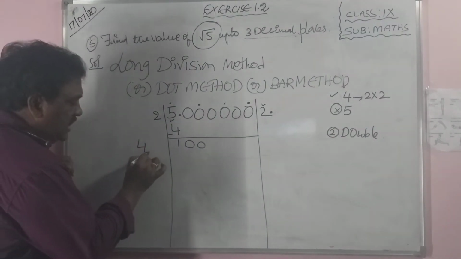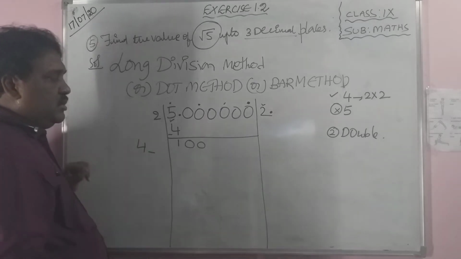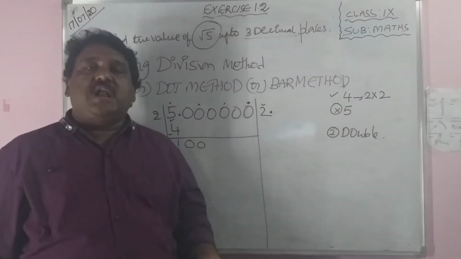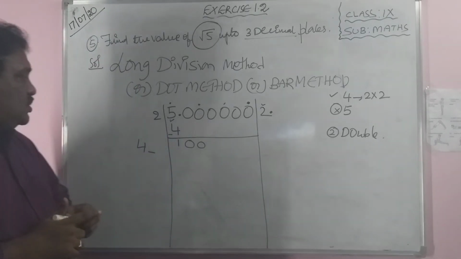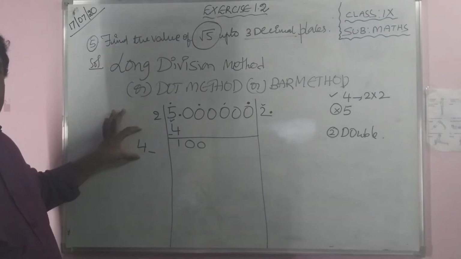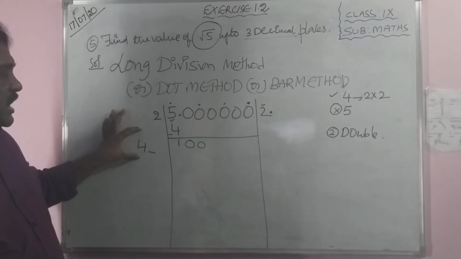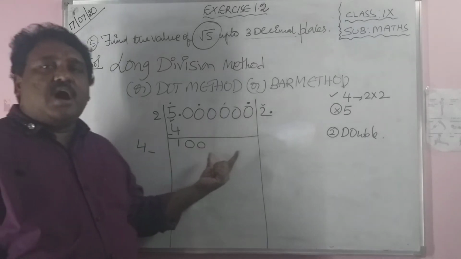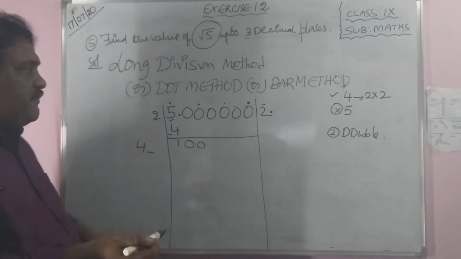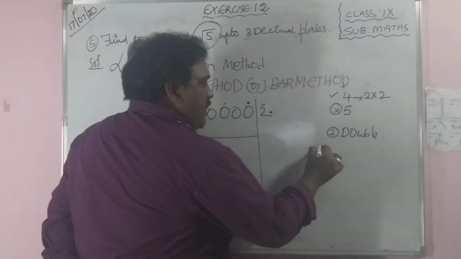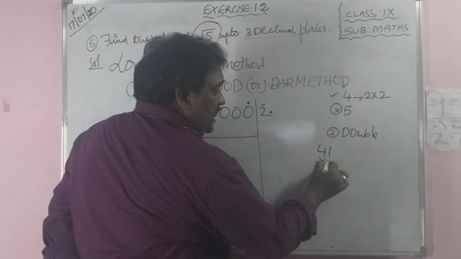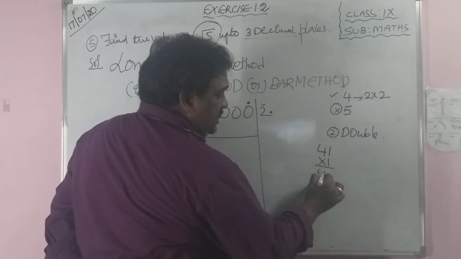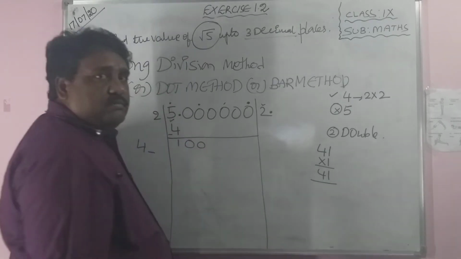Then, my question for you. What number to write along with 4 to get 100 or near to 100? Okay? Do the rough work. Along with 4, I am writing 1. 1 into 41, 41. 100 is there.